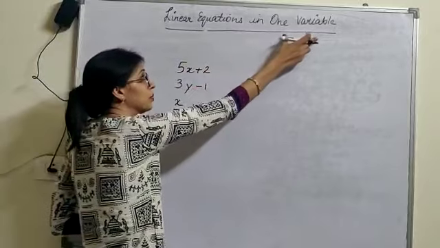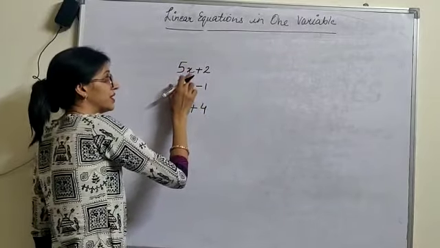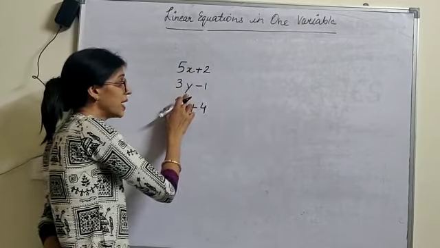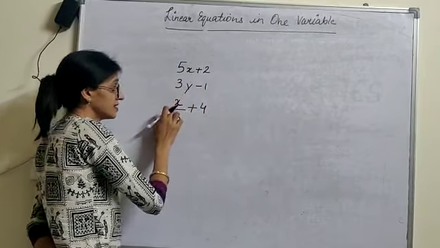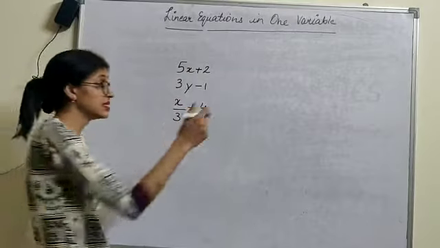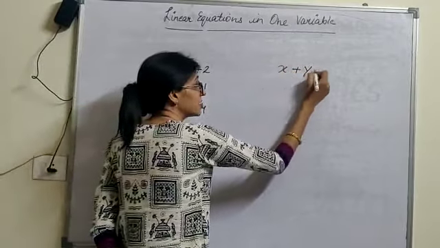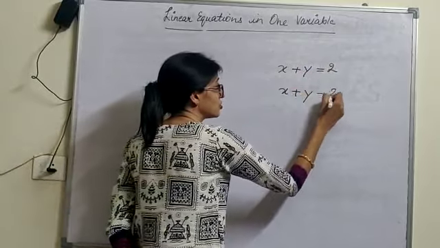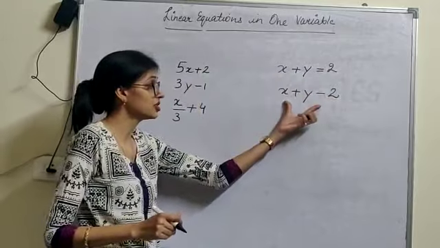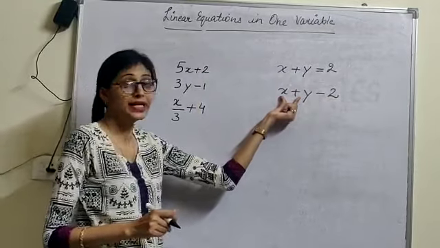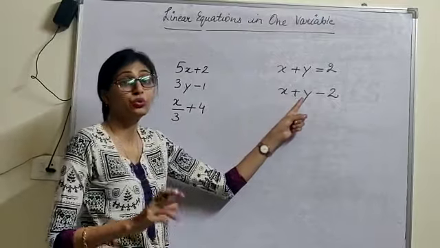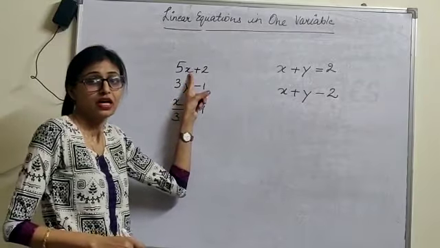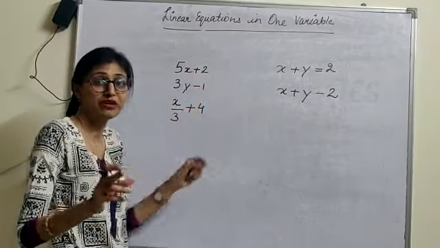What we understand with one variable, here is one variable. x is a variable in this first expression. In this expression, y is the variable. In this, x is the variable. Only a single variable is there. If I write x plus y equals 2 or x plus y minus 2, then this is an expression with two variables. Here x and y are two variables, but in these expressions only one variable is there. So this is a linear expression in one variable.